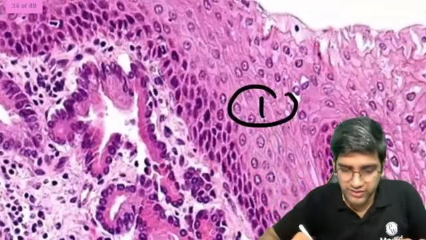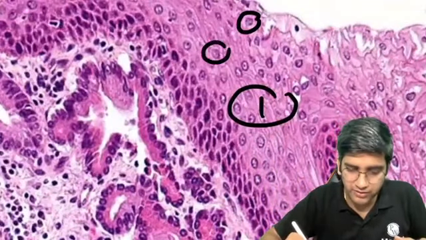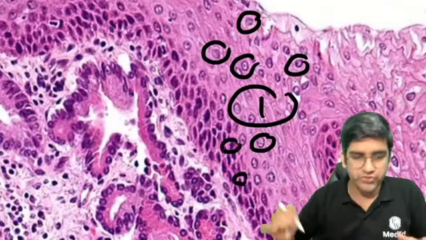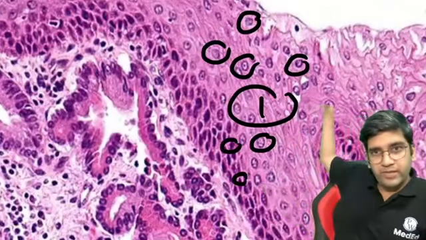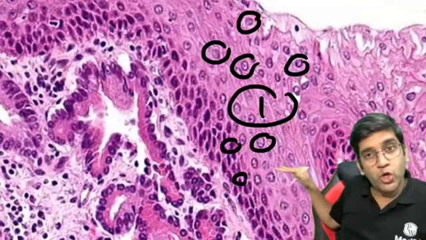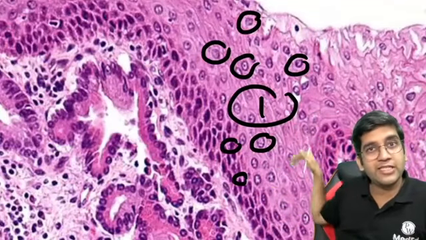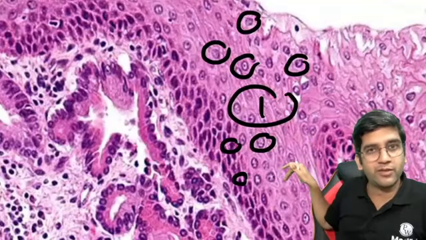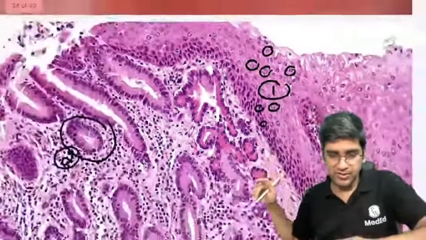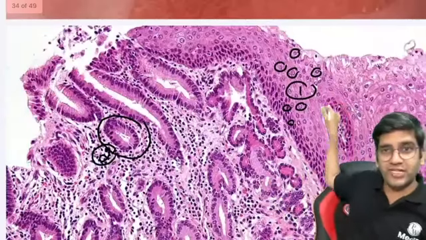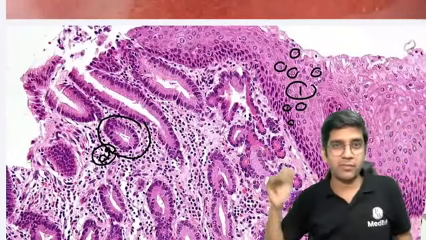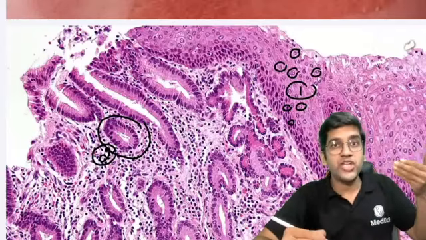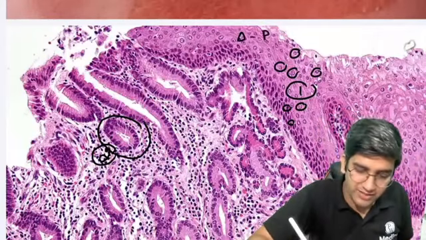Again, look at this. Can I call these nuclei? Whatever I'm circling here, can I call them nuclei? What color are they? Blue in color, right? So in other words, can I say this place has lots of nuclei or lots of layers? So what epithelium is this? Stratified squamous or single columnar? It is stratified squamous. So I have a stratified squamous epithelium here and an amazing columnar epithelium here. So if this biopsy is taken above the GE junction, my diagnosis is Barrett's esophagus.